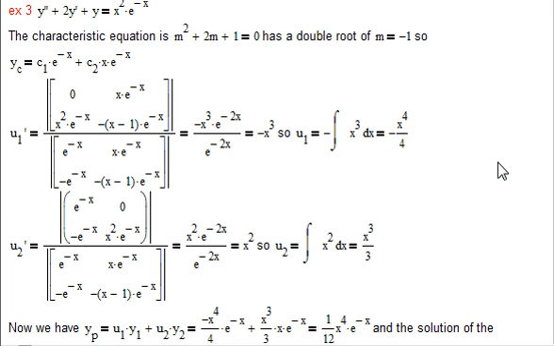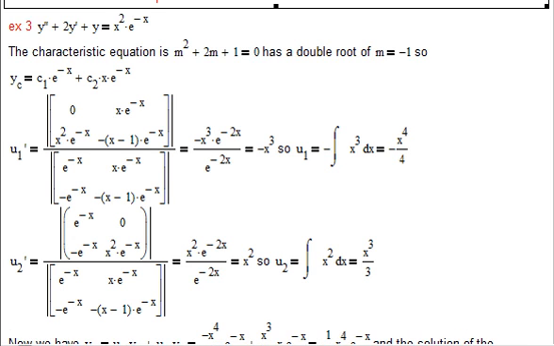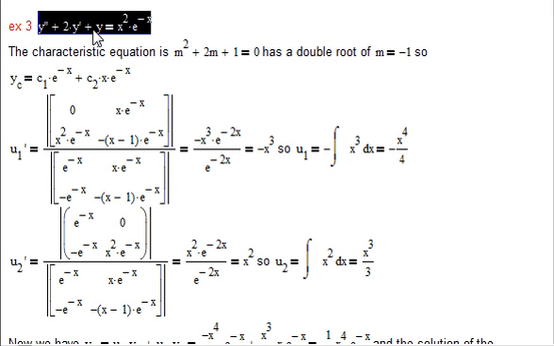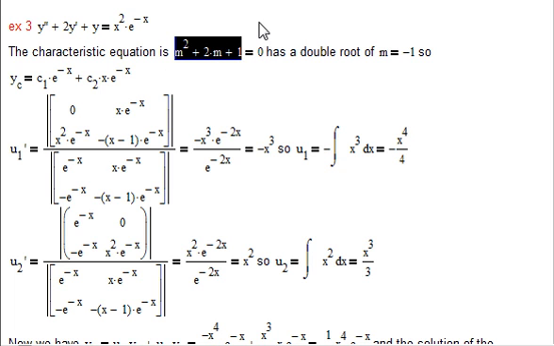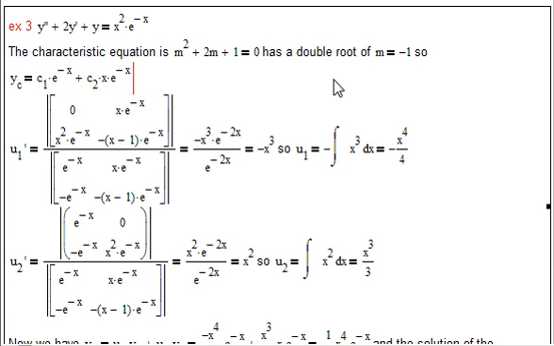Okay, here's another differential equation we're going to solve by the variation of parameters method. It's y double prime plus 2y prime plus y equals x squared e to the negative x. Well, our characteristic equation has a double root of m equals -1, so that gives us our quick and easy complementary solution: y equals c1 e to the negative x plus c2 times x times e to the negative x.